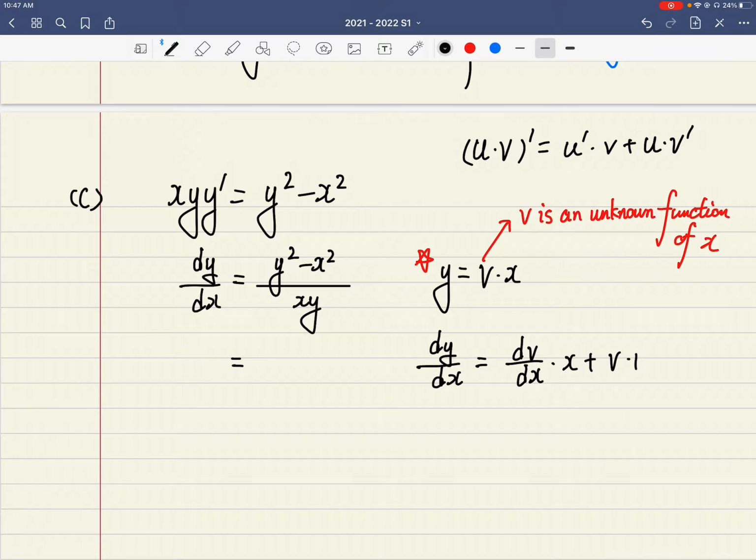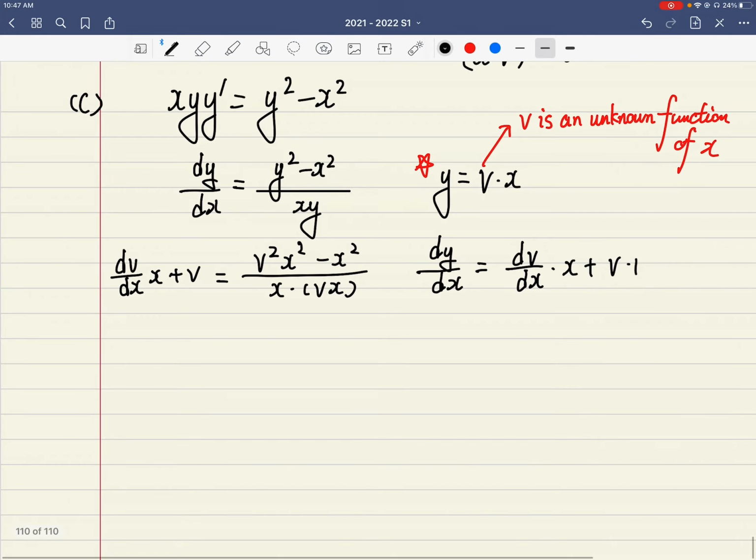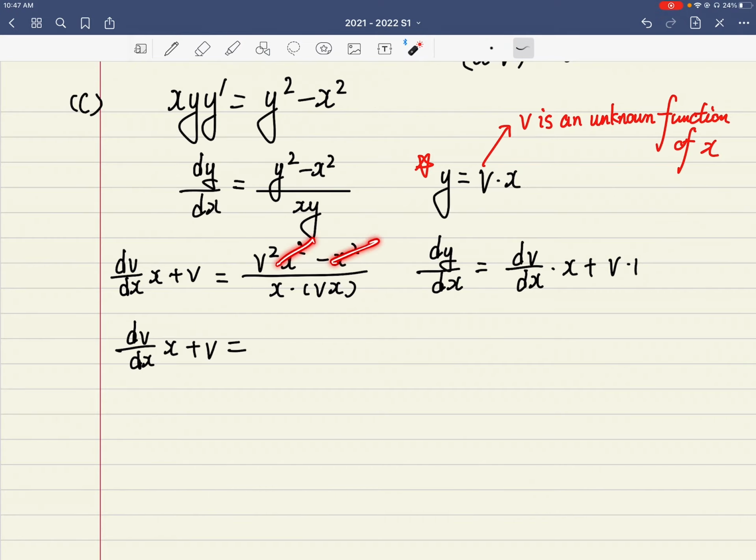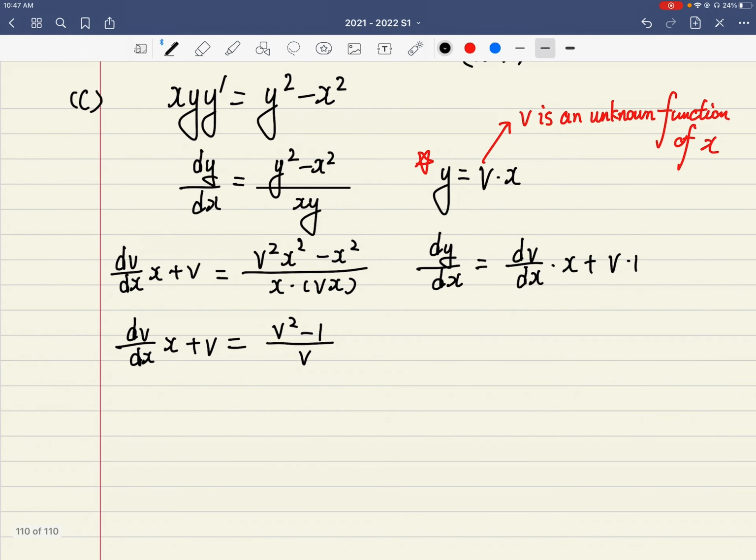So let's write it down. So dv over dx times x plus v is equal to, so here the right hand side, because your y is vx, so y squared is just v squared x squared minus x squared. And here x times y is vx. So the right hand side you can simplify it. You can see there's an x squared on both parts, right? So you can cancel them out. It will be just v squared minus 1 over v, which is just v minus 1 over v.